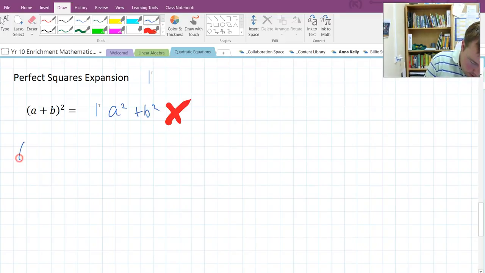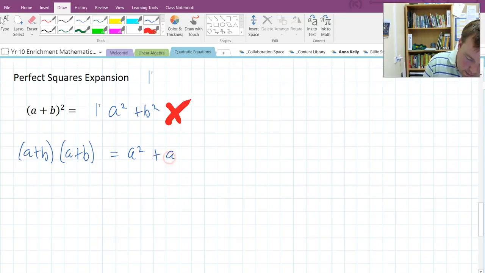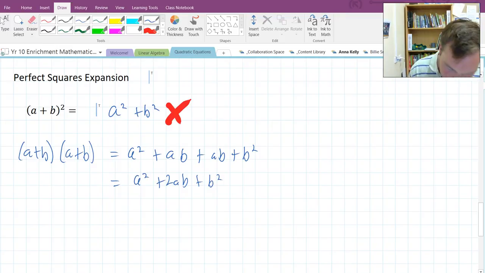One way: a plus b all squared is really a plus b multiplied by a plus b, which is equal to, if you do FOIL, a squared plus ab plus ab plus b squared, which is equal to a squared plus 2ab plus b squared. We'll use this later with completing the square.